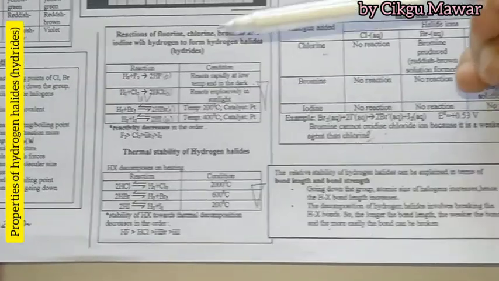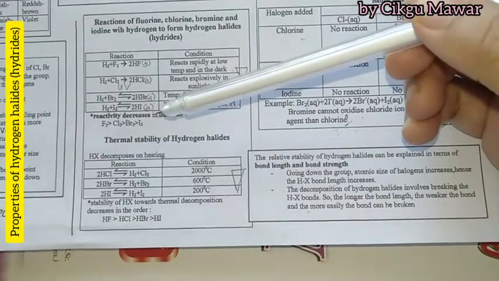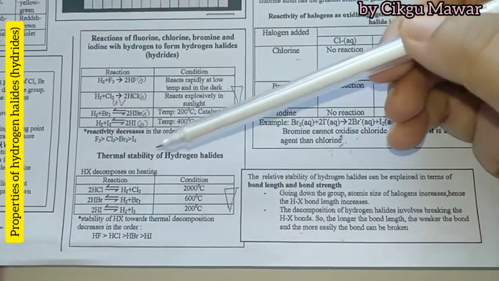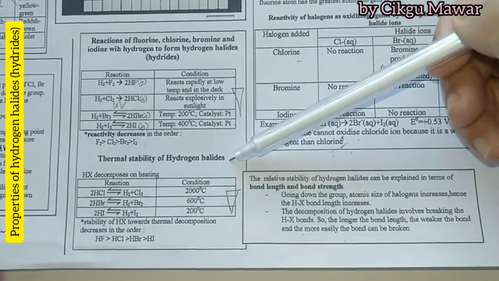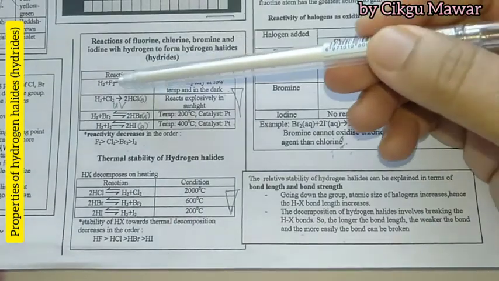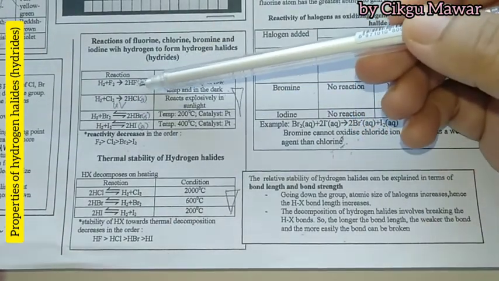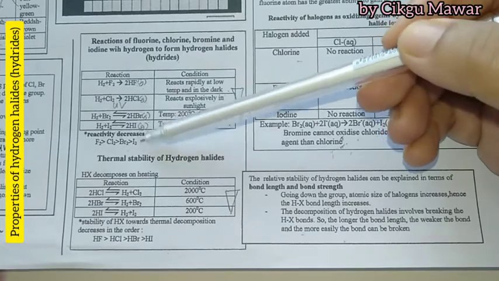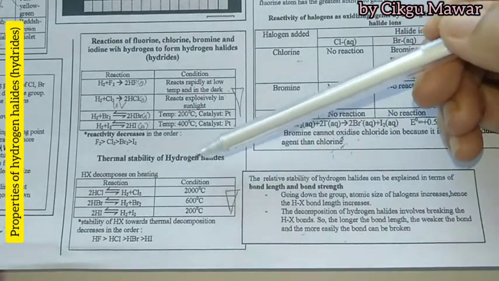The next one: I want to explain about the thermal stability of hydrogen halides. Because of the first reaction, it forms the hydrogen halide. Now we want to know more about hydrogen halides.